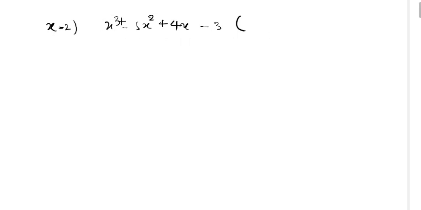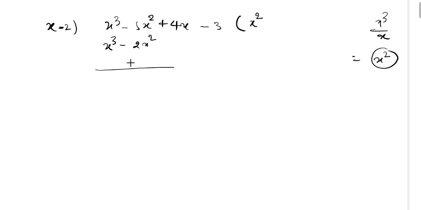Let us take the first term of the dividend, that is x cube, and the first term of the divisor, that is x. We will divide x cube by x. How many times will it go? x square times. So the first term of the quotient becomes x square, and with this x square we will multiply the divisor and write the product here: x cube minus 2x square. This we have to subtract from the dividend, so the signs change: plus and minus.